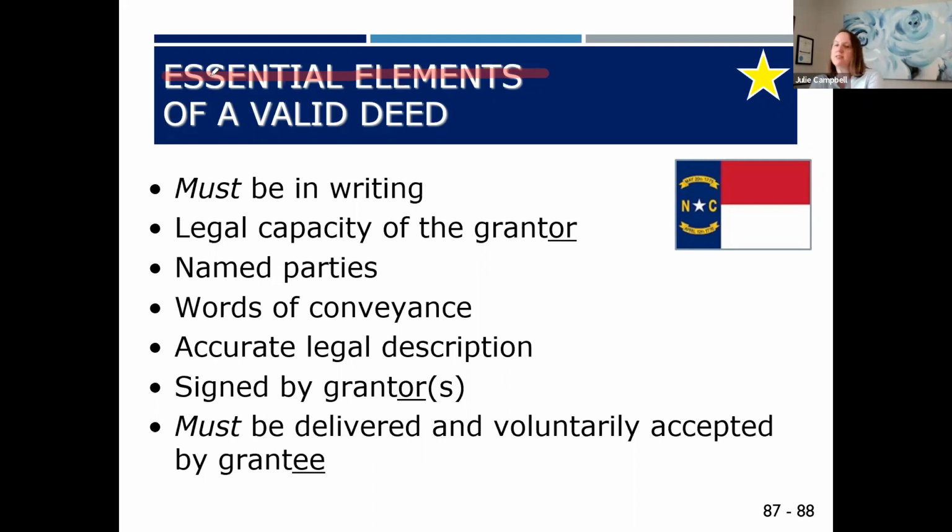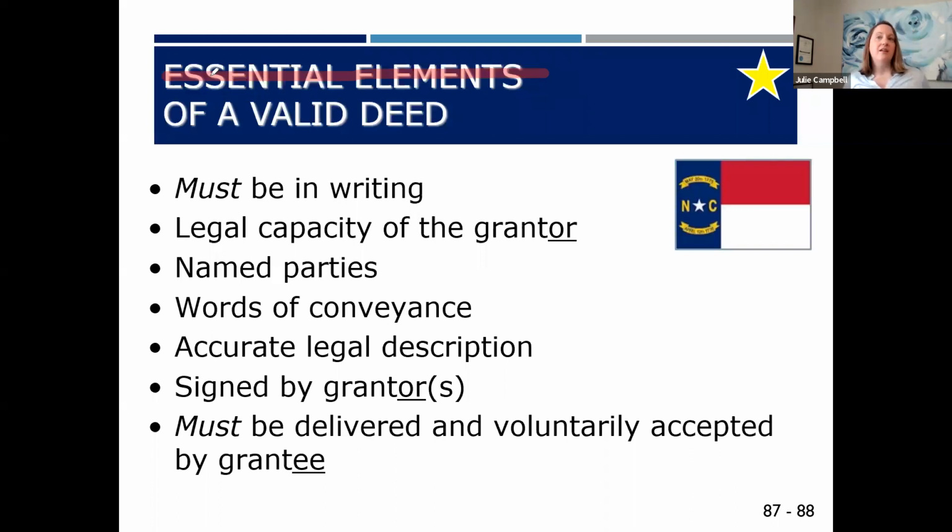So the top of page 87 lists the things that are required in order for the judge to determine if the deed is valid or not. The first thing the judge is going to look for is that it's got to be in writing. An oral deed isn't going to get you anywhere. Remember, title is the idea. The deed is the documentary evidence. The deed is the tangible proof. So it has to be in writing. The judge is looking for the legal capacity of the grantor. Who's the grantor?